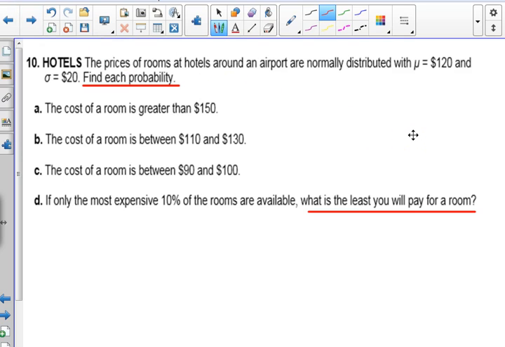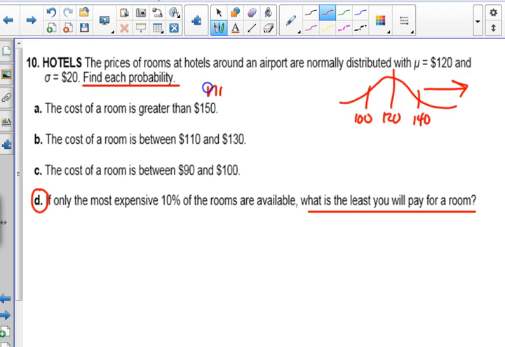So we're going to try to find some things. This is part D is where we need this inverse norm. Right here it just says the price of rooms at hotels around an airport are normally distributed with a mean of 120 and a standard deviation of 20. What's the probability that the room costs more than 150? Well, it should be something less than 16%, I would say.